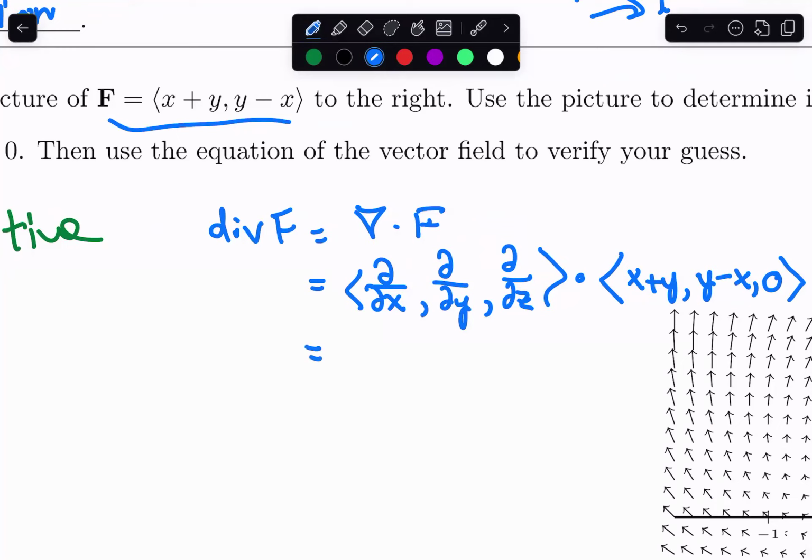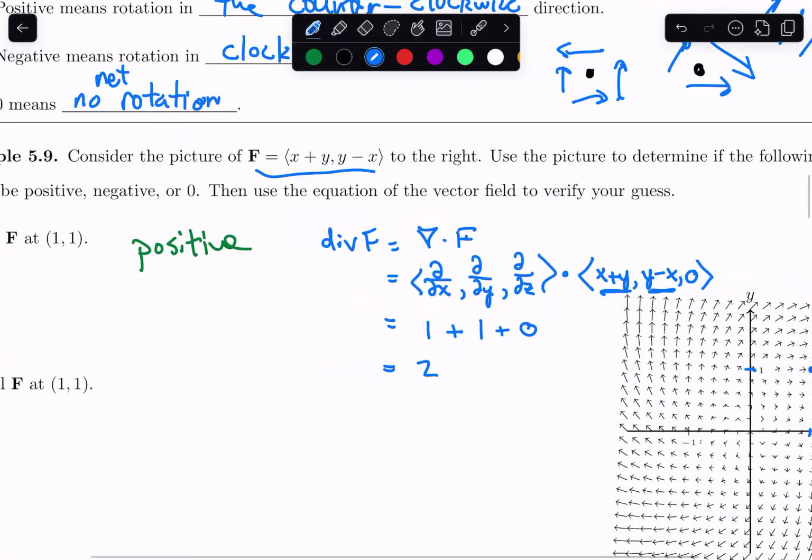And so here, when you take your partial derivatives, you can see that I'm going to have the partial derivative with respect to X of this first stuff, that's going to be 1. Partial derivative with respect to Y of the second stuff, that's also going to be 1. And the partial derivative of 0 with respect to Z, that's going to be 0. And again, with a dot product, you add all these up. And so overall, I get 2. So again, a positive divergence means that there's more coming out at that point than there is coming in. So yes, it aligns with our guess.